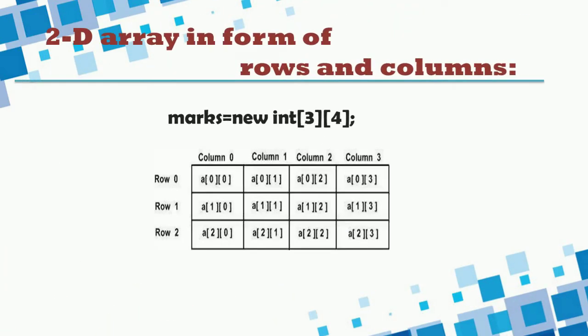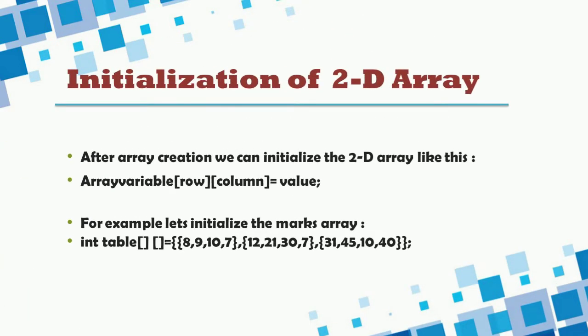So next we'll move on to the two-dimensional array in the form of rows and columns. Look at marks is equal to new int 3, 4. It means 3 rows, 4 columns. 12 spaces will be created in the memory which may be visualized as a matrix as shown here. The value will be located with its corresponding subscripts. So if you want to store any values, you have to refer with the rows and columns.